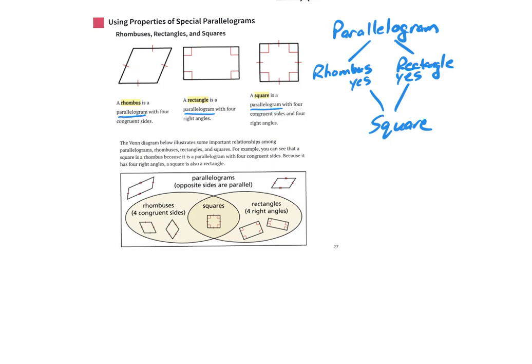So keep that in mind as we talk about squares. If I say that a figure is a square, then it has the properties of a parallelogram, a rhombus, a rectangle, and a square, okay? It has all of those things.